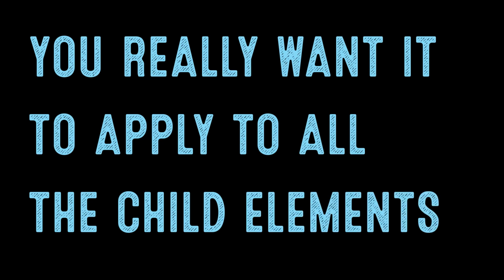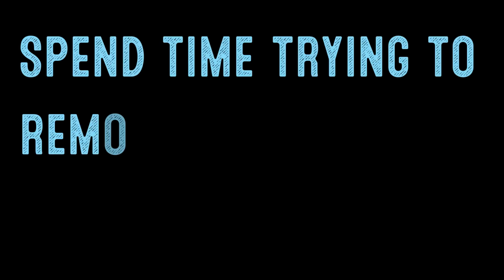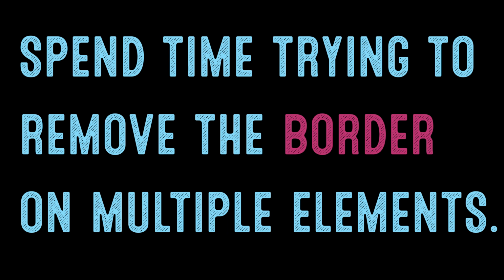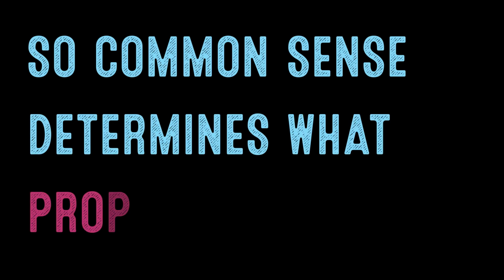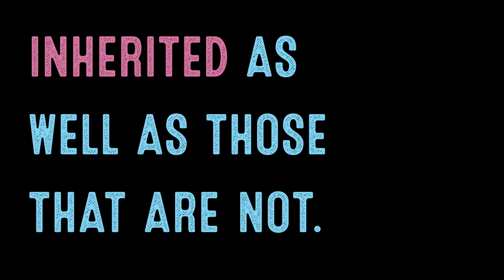If you think about it, if you added a border to an element, would you really want it to apply to all the child elements related to that element? Probably not. You would spend time trying to remove the border on multiple elements. So common sense determines what properties are inherited as well as those that are not.